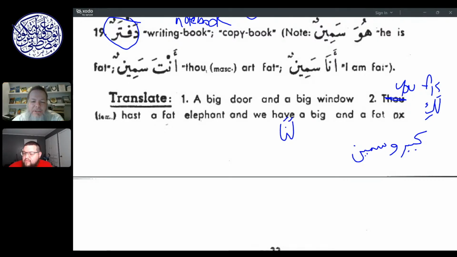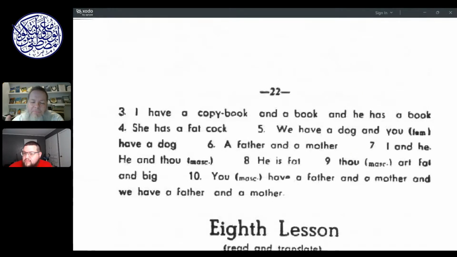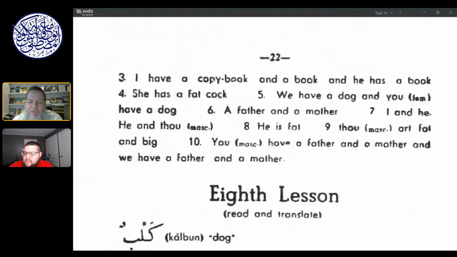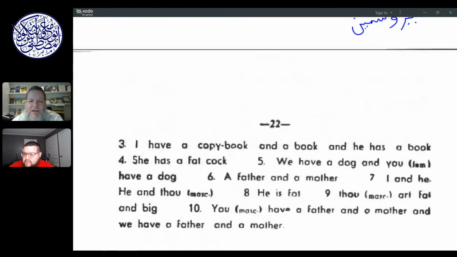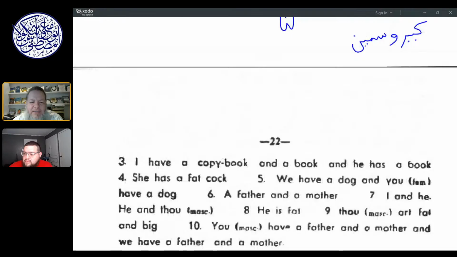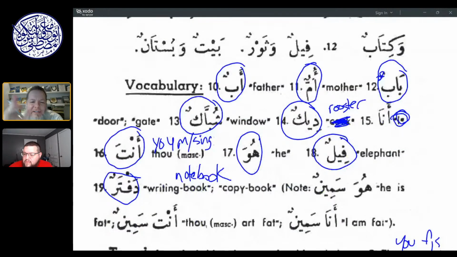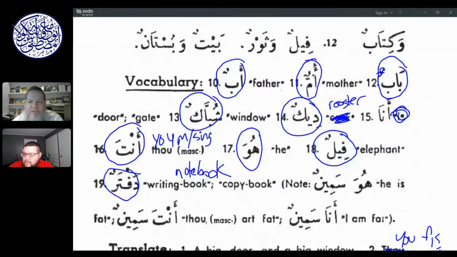Then you just have to do 3 through 10 as homework. Normally after review we'd pick up 10 words, but those 10 words are going to be super easy on you. Ab, um, anta, ana, huwa, those 5 are super easy. Then bab and shubak, door and window, and daftar, notebook. Deek and feel maybe are a little more difficult, but not really.